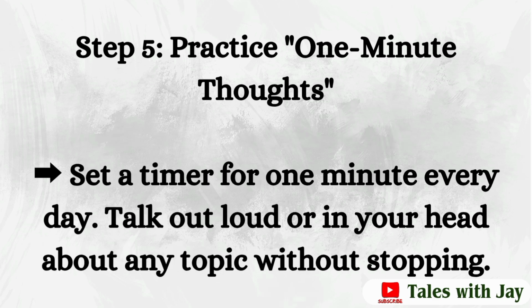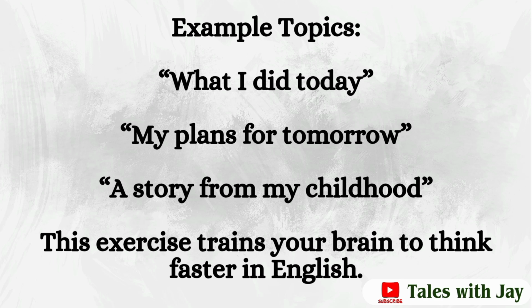Step 5. Practice 1-minute thoughts. Set a timer for 1 minute every day. Talk out loud or in your head about any topic without stopping. Example topics: what I did today, my plans for tomorrow, a story from my childhood. This exercise trains your brain to think faster in English.